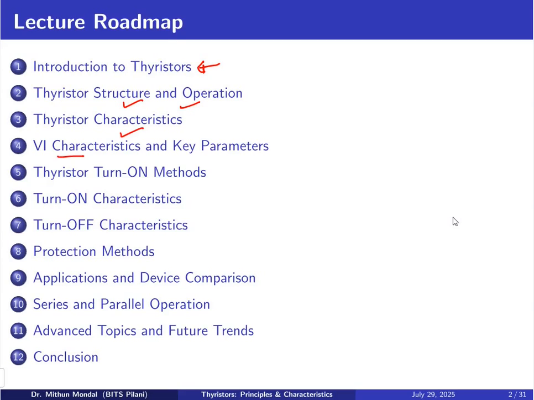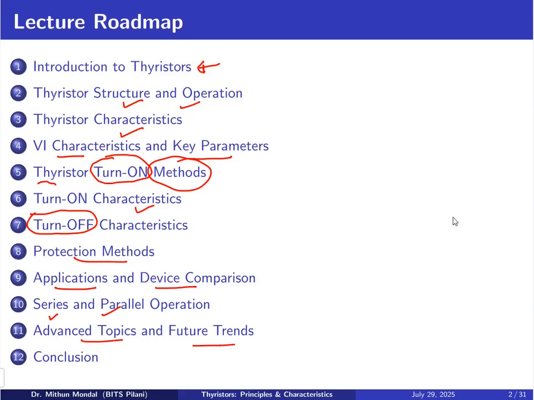the characteristics of thyristors, in terms of the VI characteristic as well as the key parameters. We will be discussing the turn on and turn off methods and characteristics, the protection methods, what are the applications, and compare the device with the other power semiconductor devices. Use the thyristor in series and parallel mode, some advanced topics and what are the future trends. Then we will conclude the lecture.